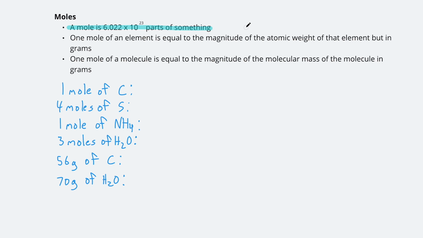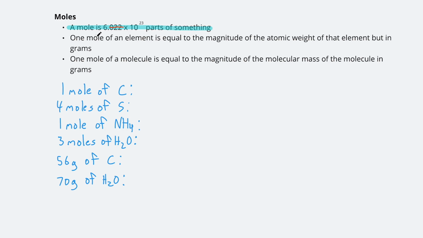And almost always on the MCAT, what it's going to be referring to is either atoms or molecules. So if you have 1 mole of an atom or 1 mole of a molecule, you have 6.022 times 10 to the 23 of that atom or molecule. For the MCAT, you can completely forget about the 0.022 and just memorize that number as 6 times 10 to the 23 because of the rounding that you can do on the test. And this number is also called Avogadro's number.